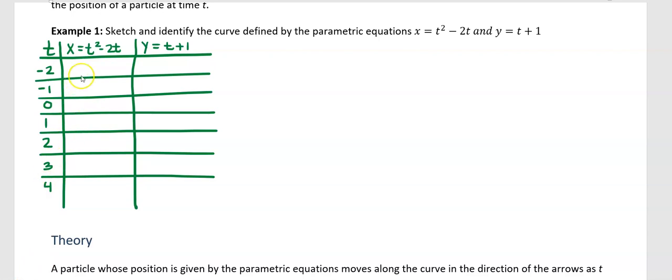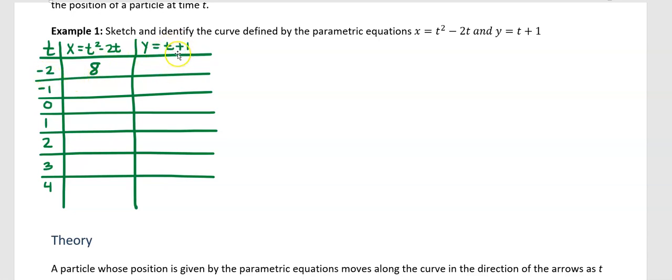So, just like we would in any table of values, you're going to take the value that you have on the left and plug it in to find the value that you're looking for. So we're going to take the value of -2 and plug it in for t in the x equation. So t squared would be -2 squared, which would be 4. And then we have -2 times -2. That would be +4, so we'd have 4 plus 4, which would give us the value of 8. So all I'm doing is taking the t value and plugging it into the x equation to get the x variable, and I'll do the same for the y equation.